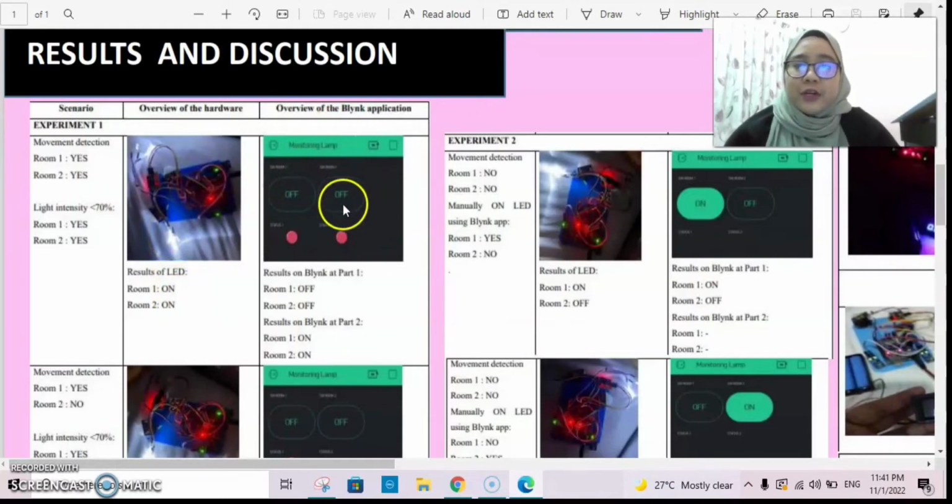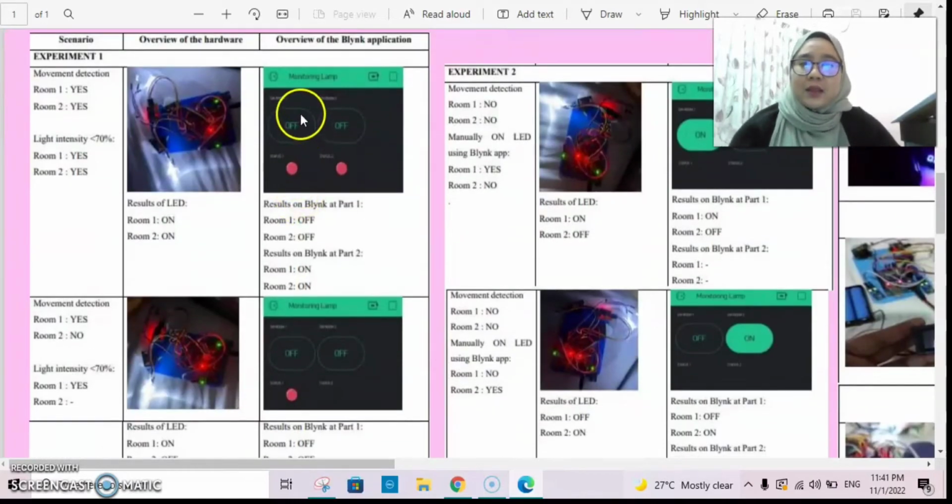And then for the overview of the Blynk application, we can see switch 1 and switch 2. Actually, switch 1, this part is part 1, which is the manual mode. The user can use the button manually. And then part 2 is the button where the user can see whether the room has movement or not.